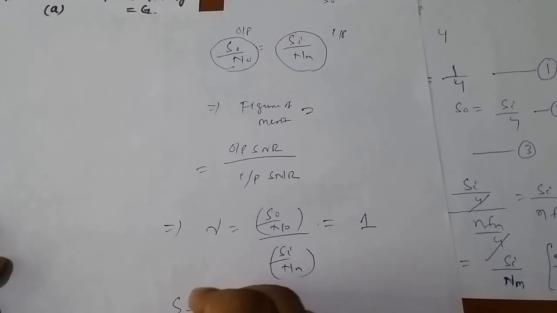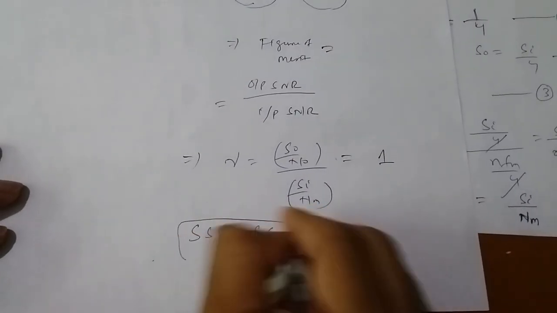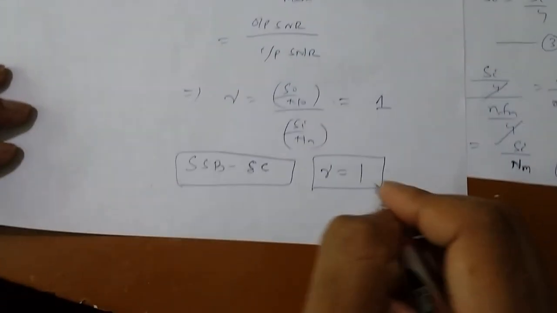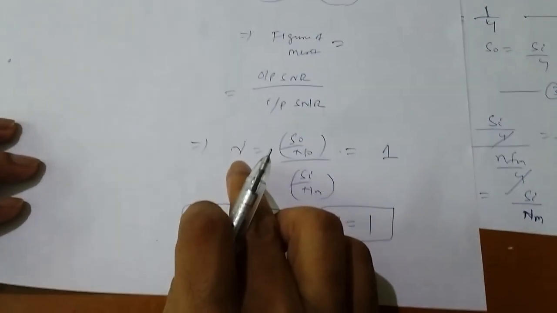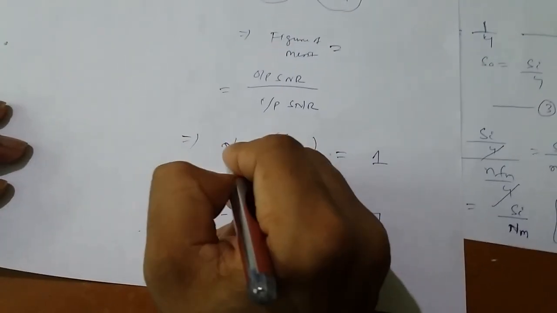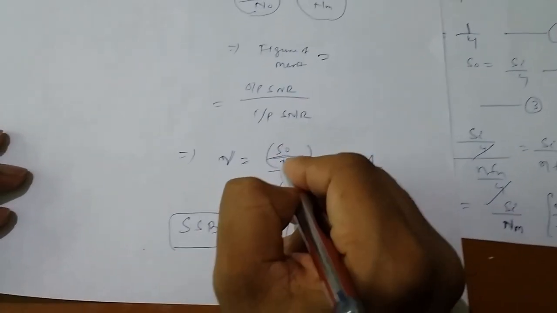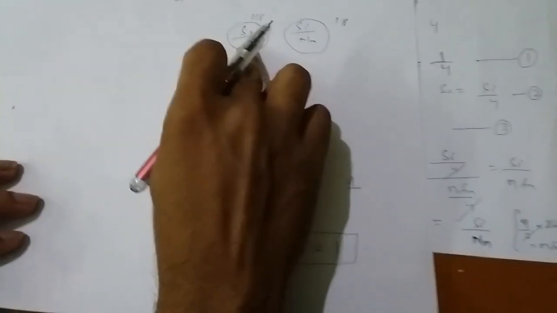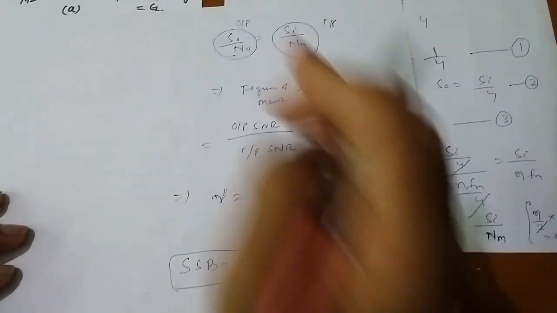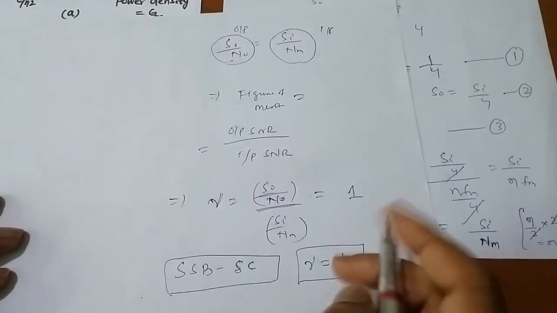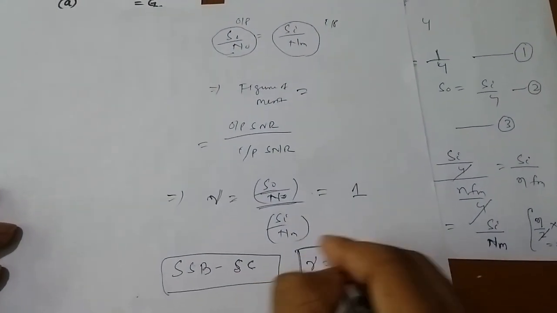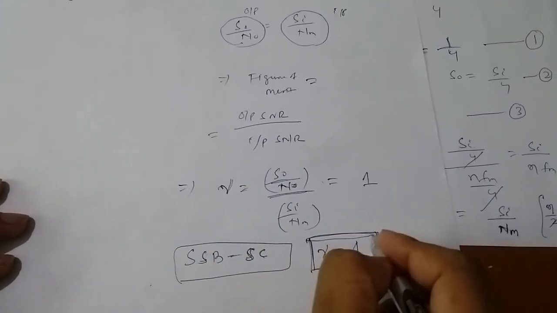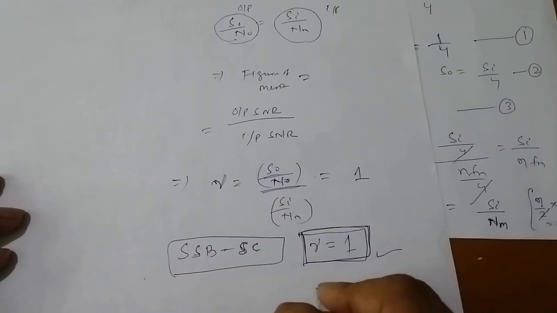So for a single sideband suppressed carrier, thus it is proved that the figure of merit gamma equals output SNR by input SNR, that means S0 by N0 divided by Si by Nm. If you divide this, gamma equals 1. Hence it is proved that for a single sideband suppressed carrier, your figure of merit is 1.